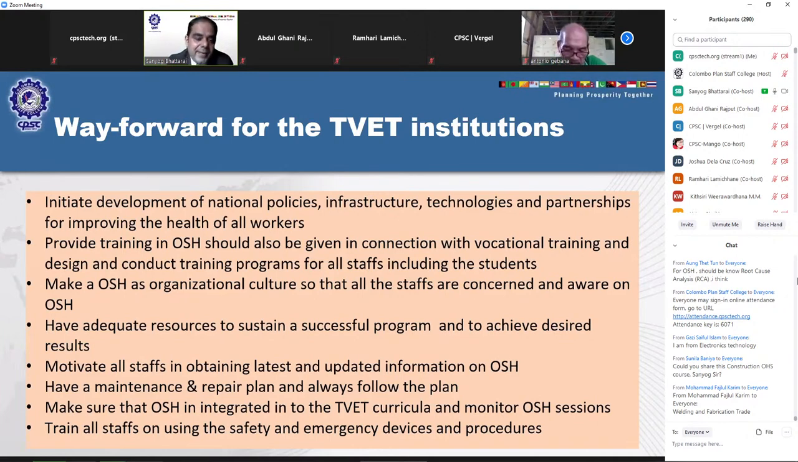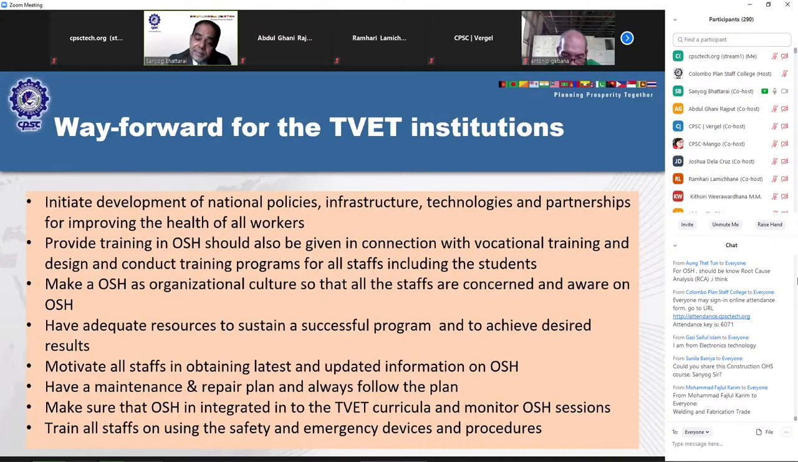Have a maintenance and repair plan. This is very important. A TVET institute should have a maintenance and repair plan and always follow it. Only having a plan is not important; you have to follow it in a timely manner. Make sure that OSH is integrated in the TVET curricula, either as a separate course or integrated with the technical course. Both ways are okay. But the main thing is you have to inform TVET students about OSH.